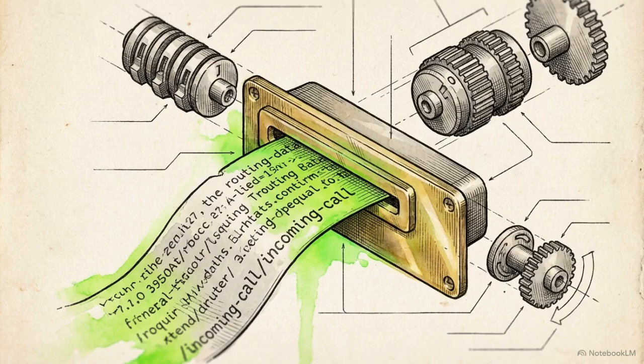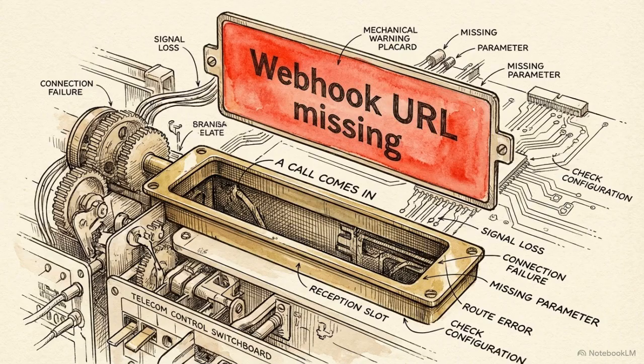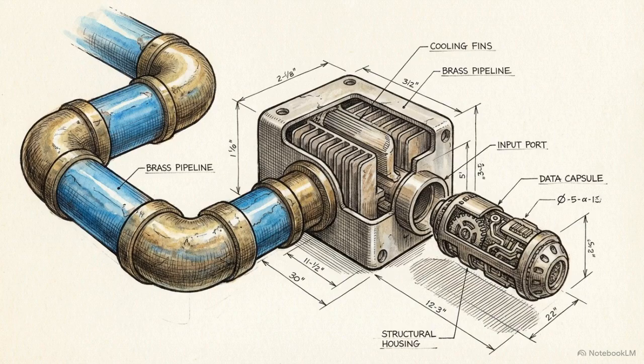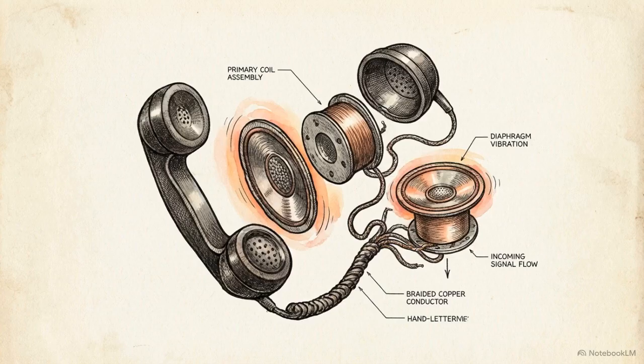Paste the URL into the field and append the /incoming-call route to the end. Without this specific path, Twilio cannot find the TwiML instructions you wrote earlier. Once you save this configuration, the global telecom network is connected to your local code. Every incoming call to that number will now trigger your script.